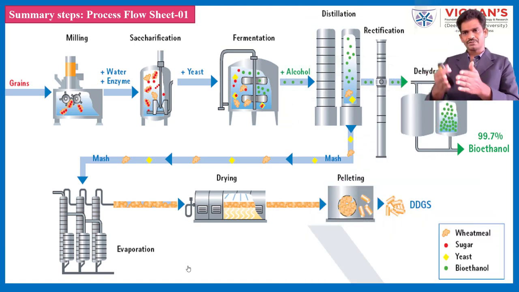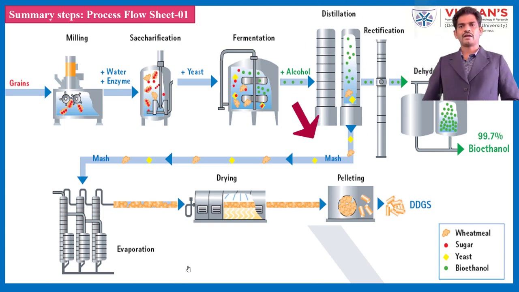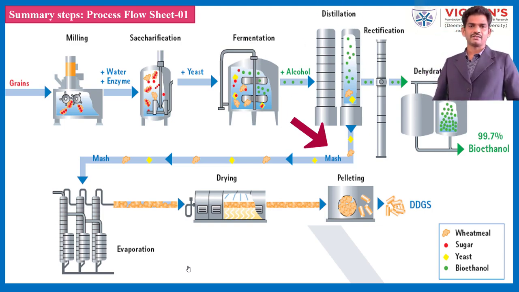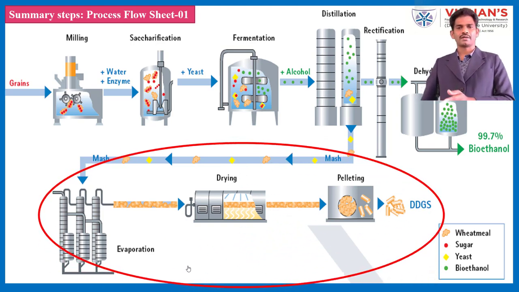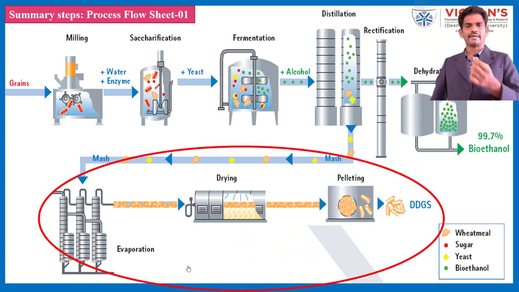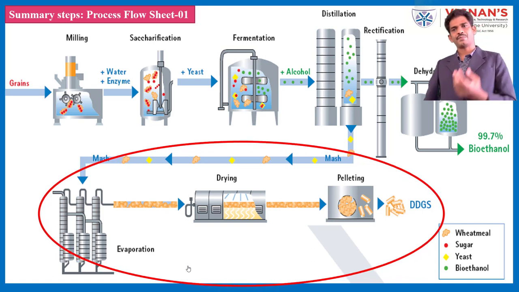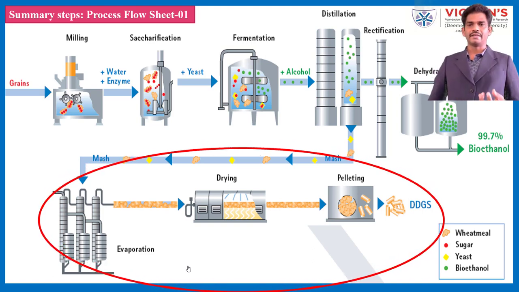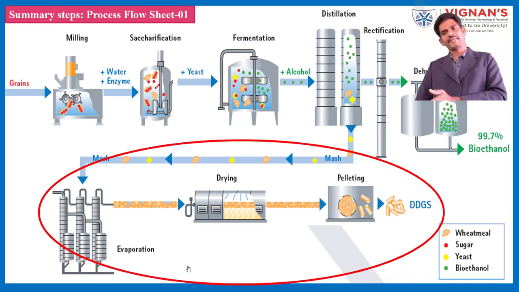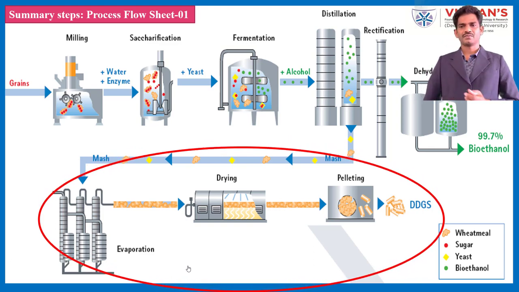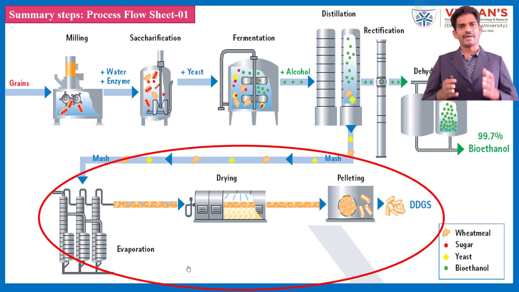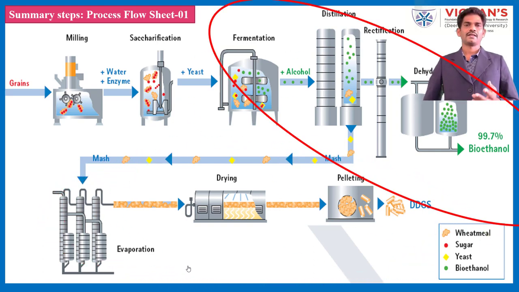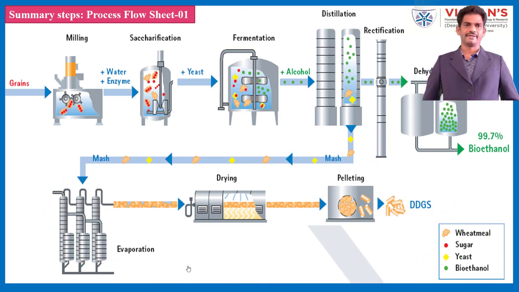From the bottom of the distillation column, we get a residual mass that is subjected to evaporation so that we can remove the water. The residual grain we get by the drying process, which we call stillage, is subjected to the pelleting process for making pellets. This we call DDGS. This DDGS is the byproduct from the ethanol process, which can be used as animal feed.